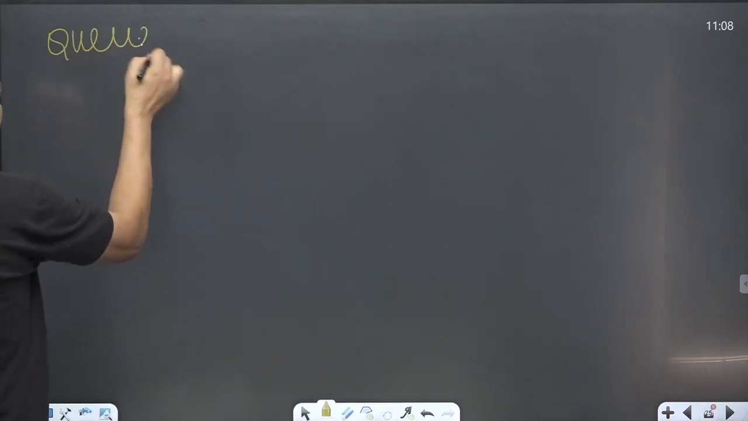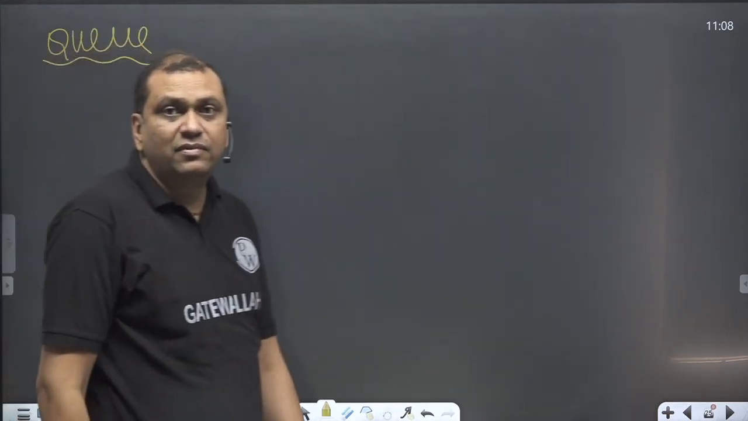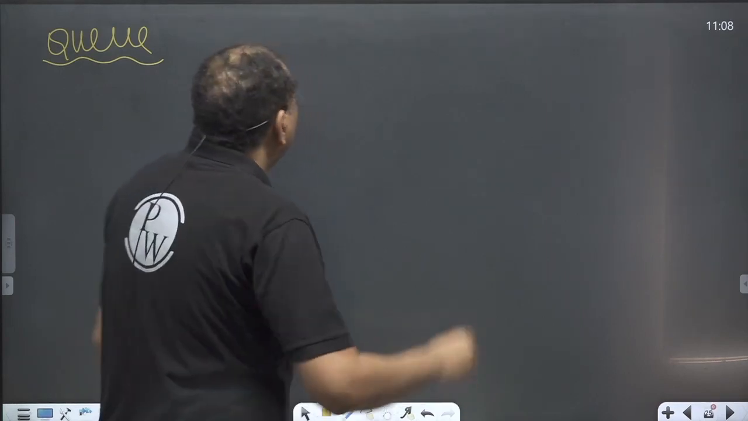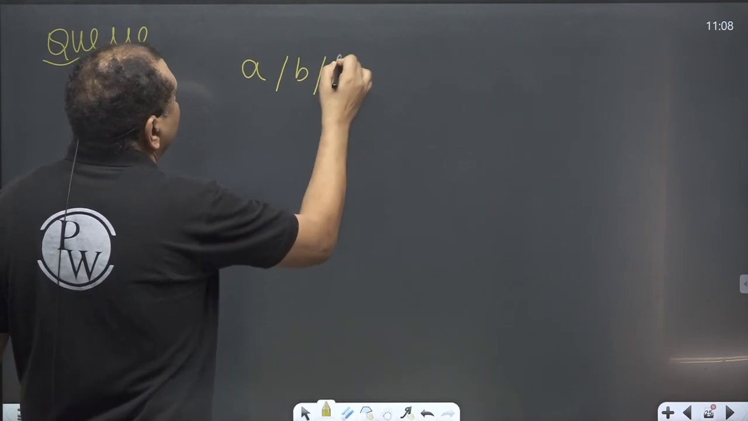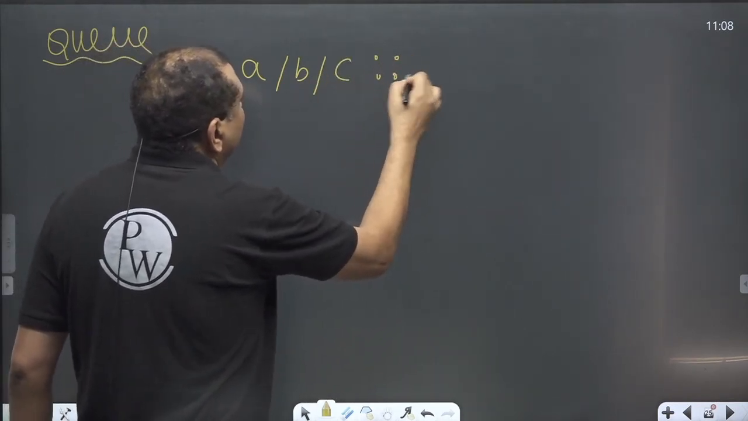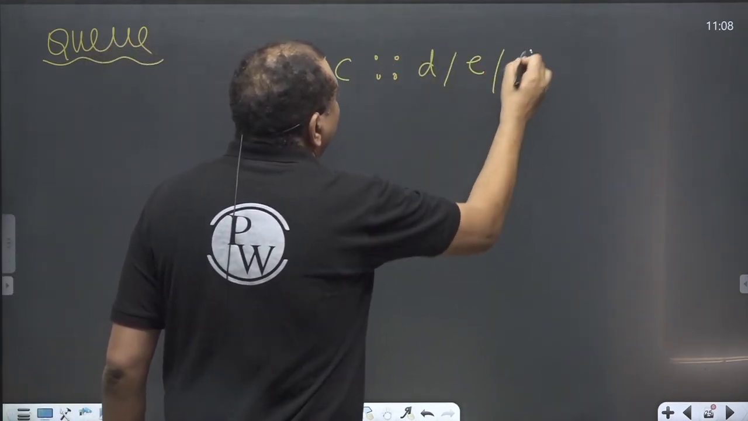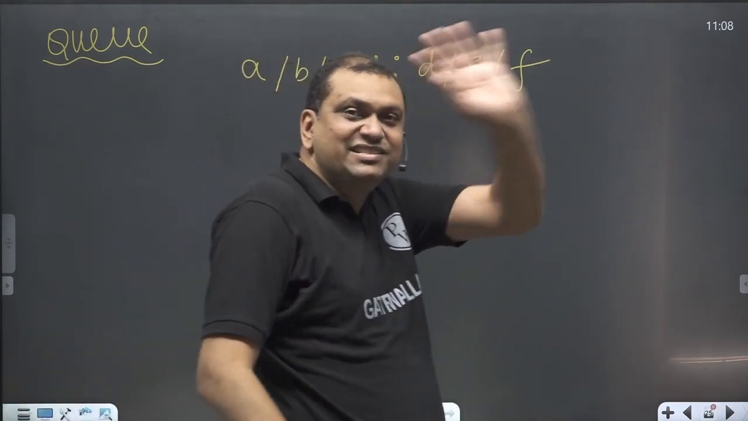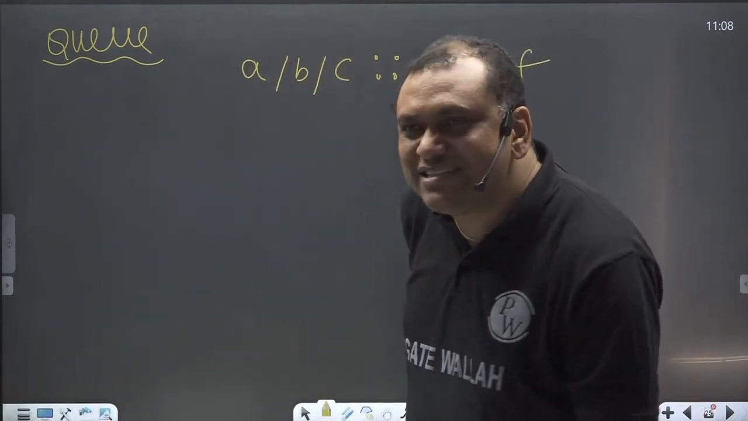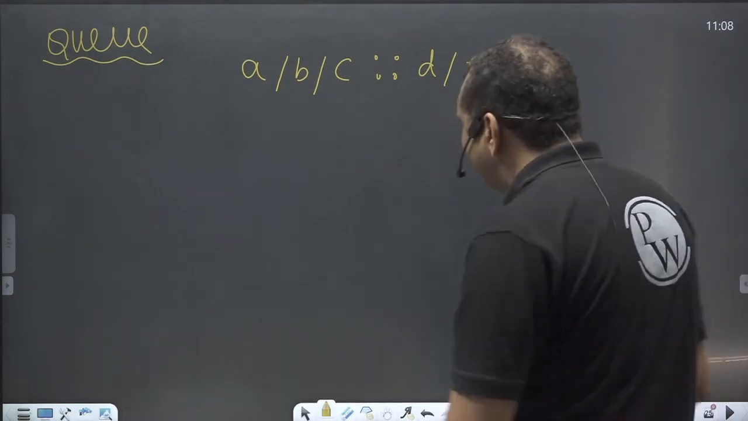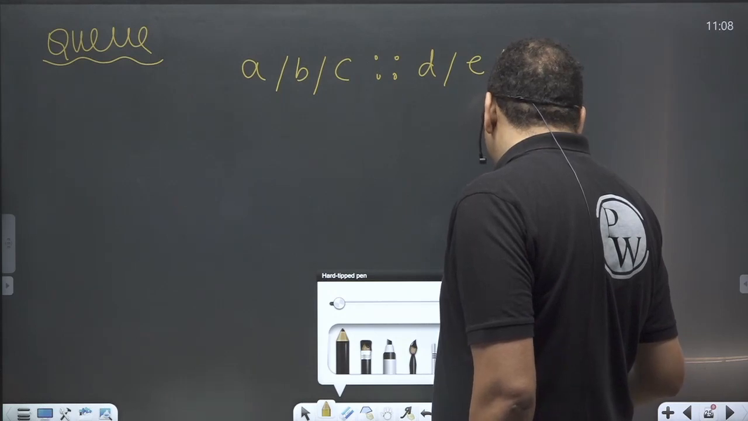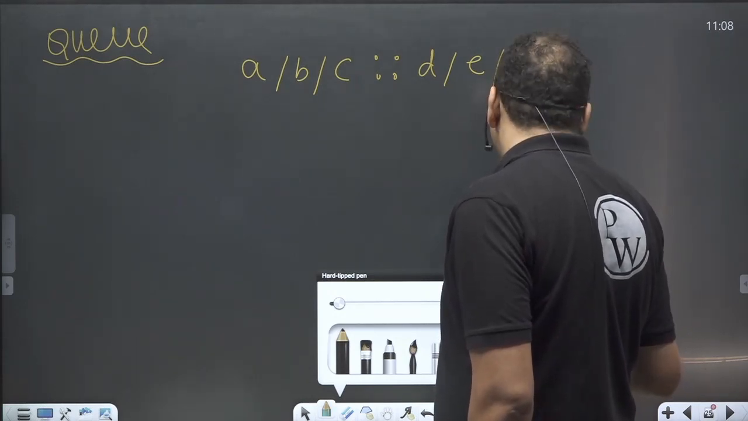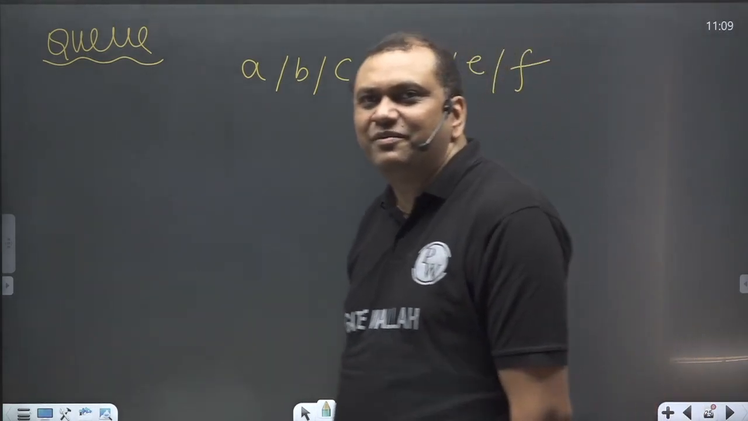Now in queuing, we use some notations. Let us say A, B, C, D, E, F. There are 6 things that are written. So you should know what is what.